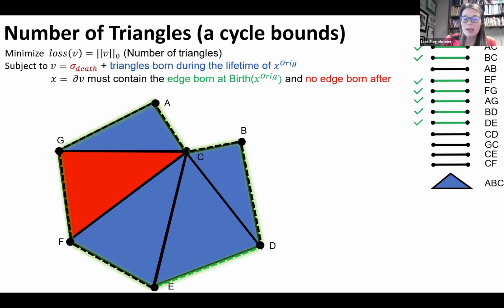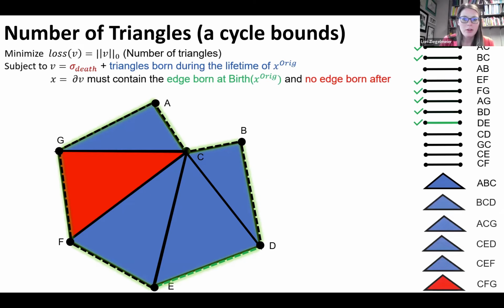And now we have something important. We have the edge that was born at the birth time, we have the triangle that was born at the death time, and we have no edges that were born after the birth time of the original edge. So this is now a valid cycle representative for this homology class. Okay, so yeah, this is now valid.